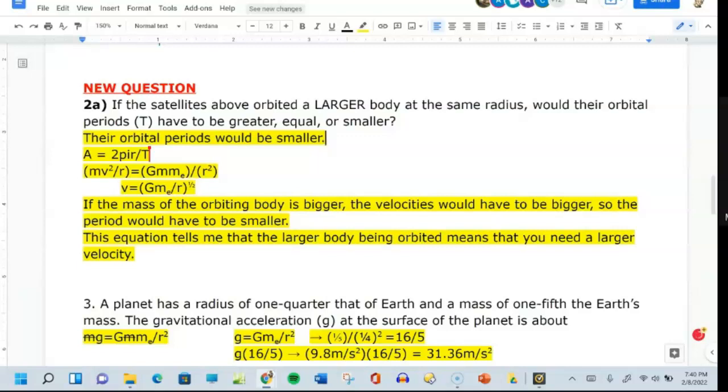So what I'll say is, the V is going to get bigger because if the M is bigger, if my new planet is bigger, my velocity gets bigger. And if my velocity gets bigger, my period has to get smaller. So the answer is, the mass of the body is bigger, the velocities would have to be bigger. So the period, we have it already written. That's a good explanation right there.